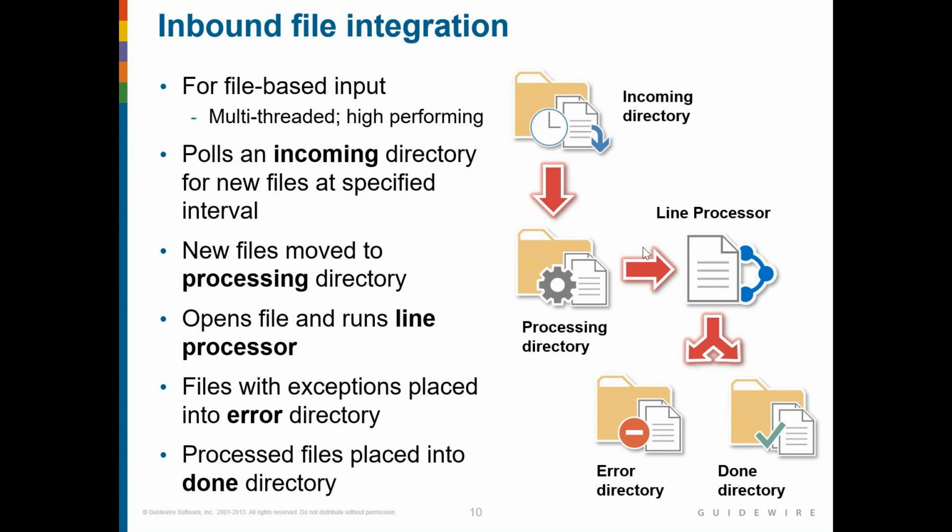The processing directory processes all the records and puts them in the processed folder, and the error records are placed in the error directory, and then it is marked as done. So this is how it reads the file in a multi-threaded manner, and then processes all the records.